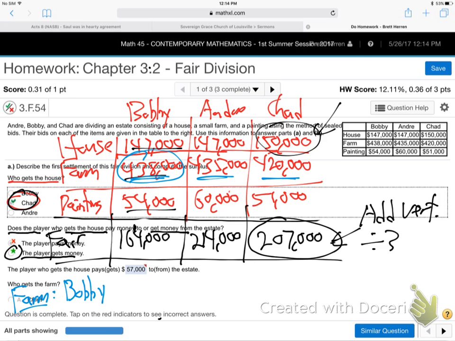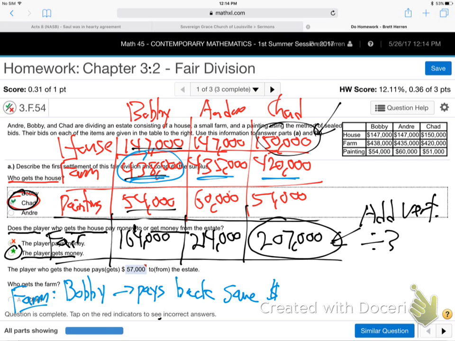All right, so Bobby gets the farm. At first they're not going to make us do all the details. They're just going to say, okay, who gets the farm? Bobby. Does he pay back or get more? They're not going to do the numbers yet. So Bobby pays back some money, pays back some dollars, right? Good to there so far?